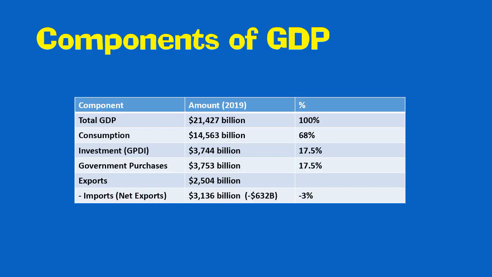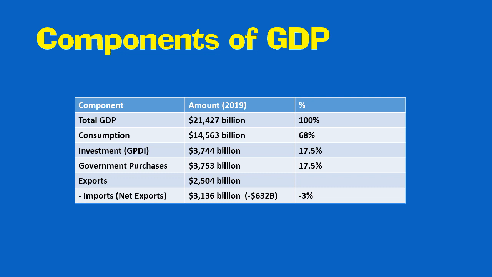All right. So, how big are the parts of GDP in the United States? Well, this is for 2019 because as I speak on this, it's 2020 and we don't know what GDP for 2020 is, and it's going to be depressing. So total GDP in 2019 was $21,427 billion, and that's 100%.